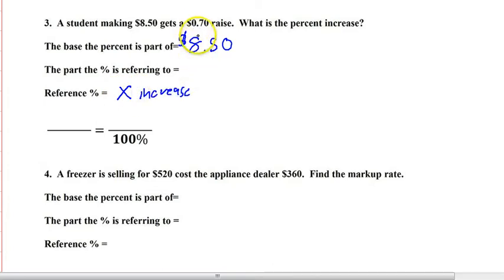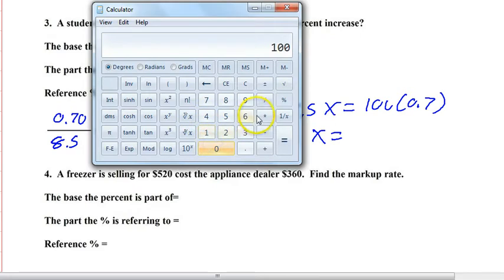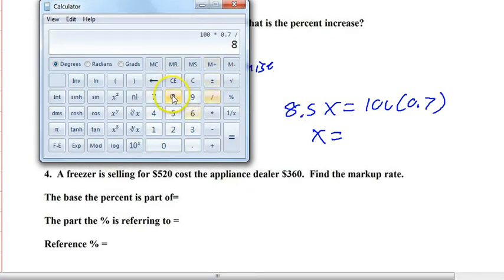Now be very careful, always make sure that this is an increase, and it is. It's a 70 cents raise. So these are the same thing, raise and increase both mean the same thing. So we can put X here, 0.70 here, 8.5 there. Cross multiply, and X equals, I'm not going to write it this time, 100 times 0.7 divided by 8.5.